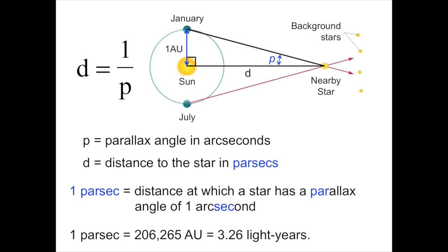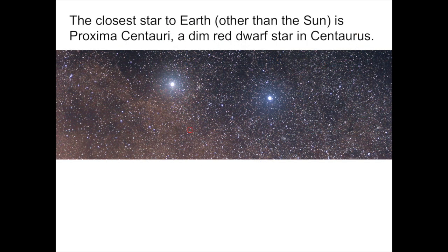Let's see an example of how we use the parallax to compute a distance. The closest star to the Earth, other than the Sun, is Proxima Centauri, a very dim red dwarf star in the constellation of Centaurus. If you were down in the southern hemisphere, say in Australia or New Zealand or South Africa, you would see two fairly bright stars up in the sky during certain times of the year, Alpha and Beta Centauri. Alpha and Beta Centauri are very useful because they point to the Southern Cross.